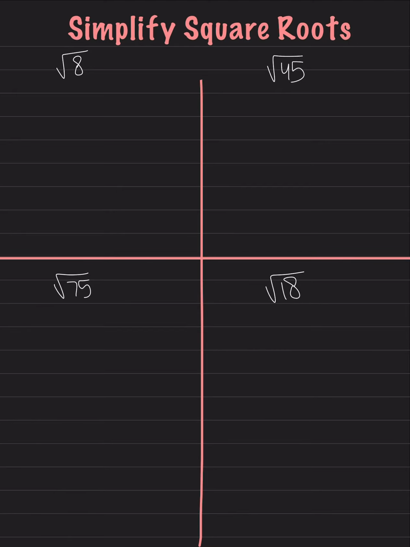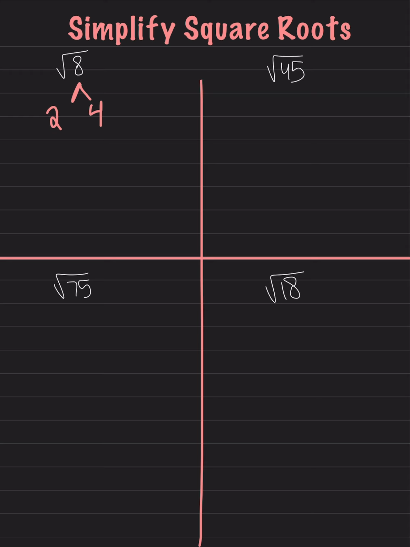Hi, in this video I will go over how to simplify square roots. Starting off, I have the square root of 8. The first step is to find two numbers that multiply to 8, besides 1 and that number itself. So, I know that 2 times 4 gives me 8.